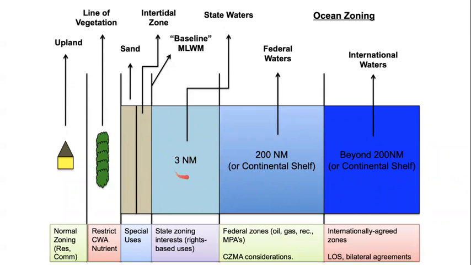But anyway, we have our state zone, we have our 200-mile zone where the federal zones are at play, what we call federal waters, and then we have beyond 200 nautical miles, or beyond the extent of the continental shelf if it's further, international water. And in international water, we have the internationally agreed zones. The Law of the Sea Convention is usually called the LOS or UNCLOS, United Nations Convention on the Law of the Sea, and bilateral agreements between nations, where nations that exist next to each other share interests and want to make determinations and decisions about how to share a resource.